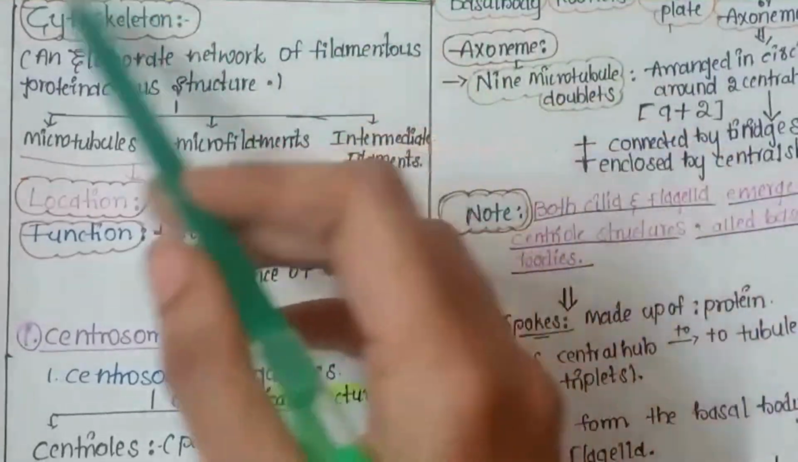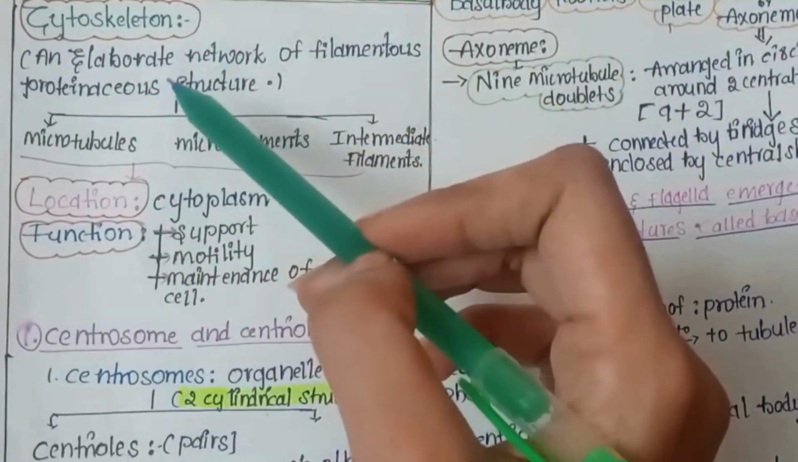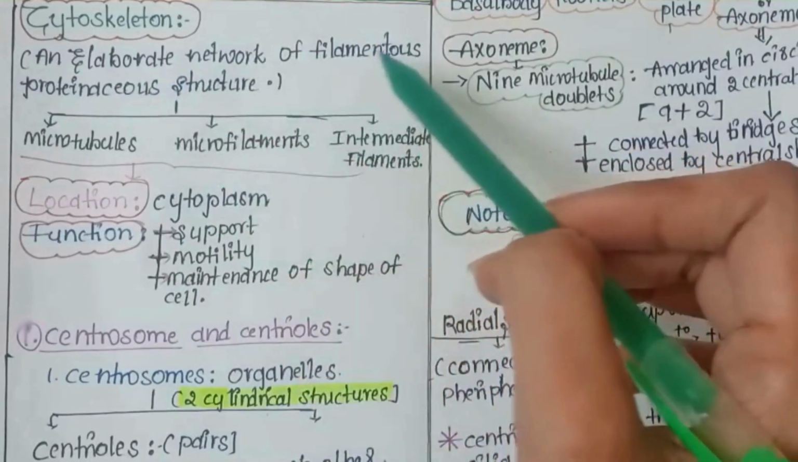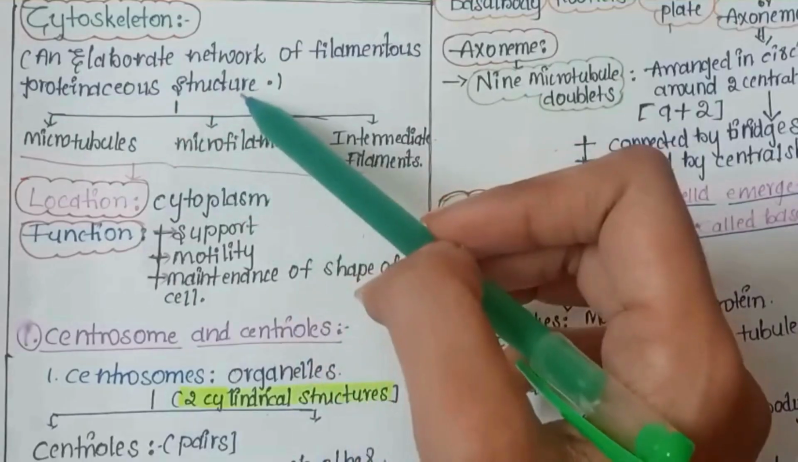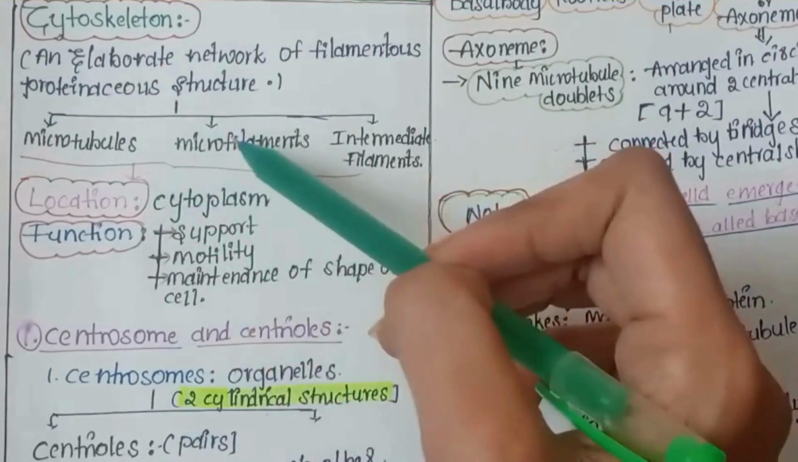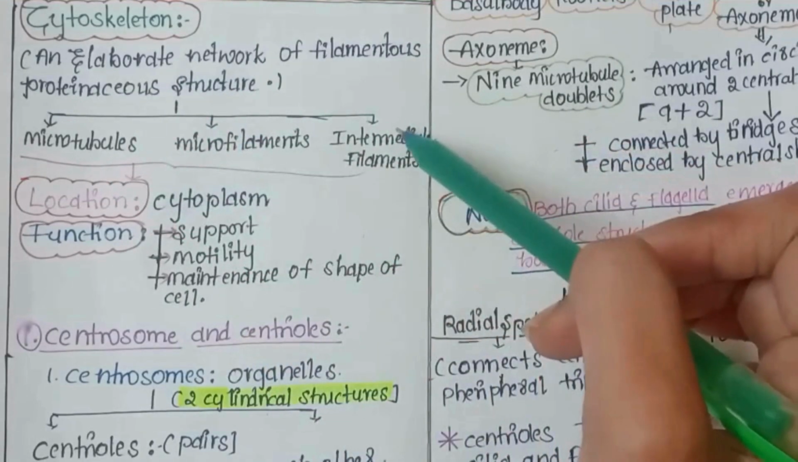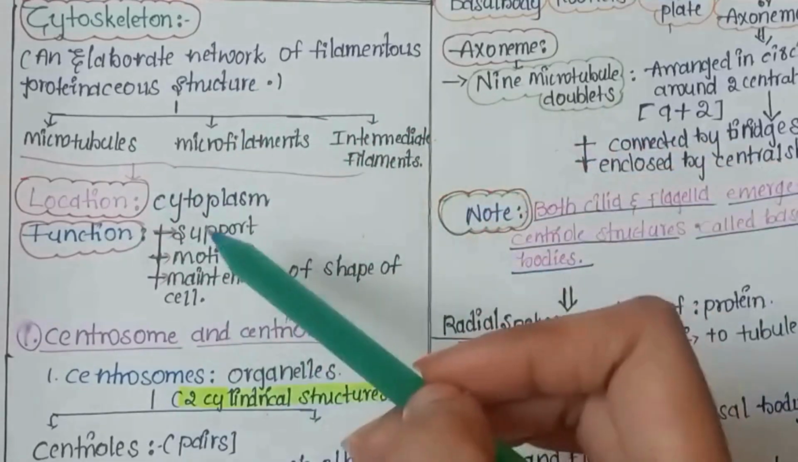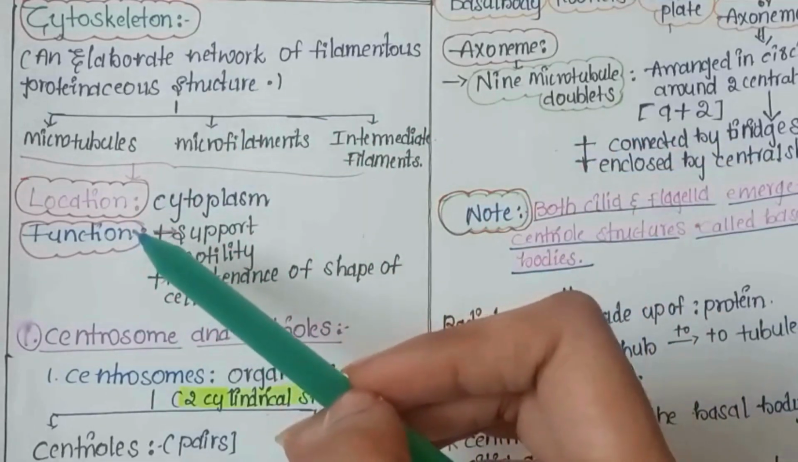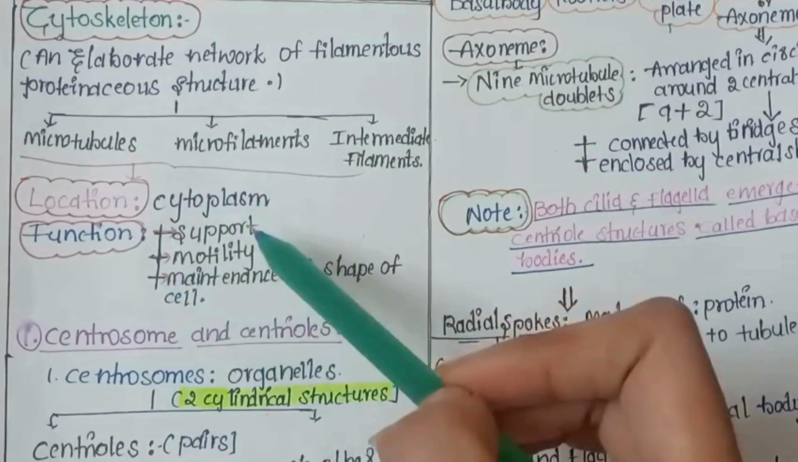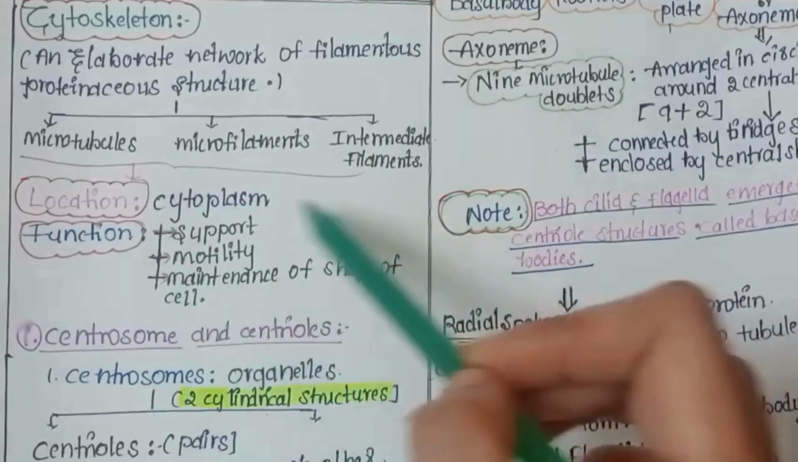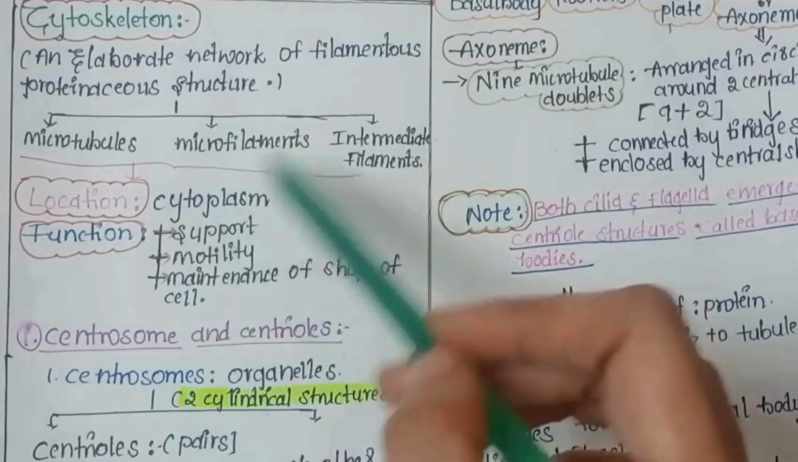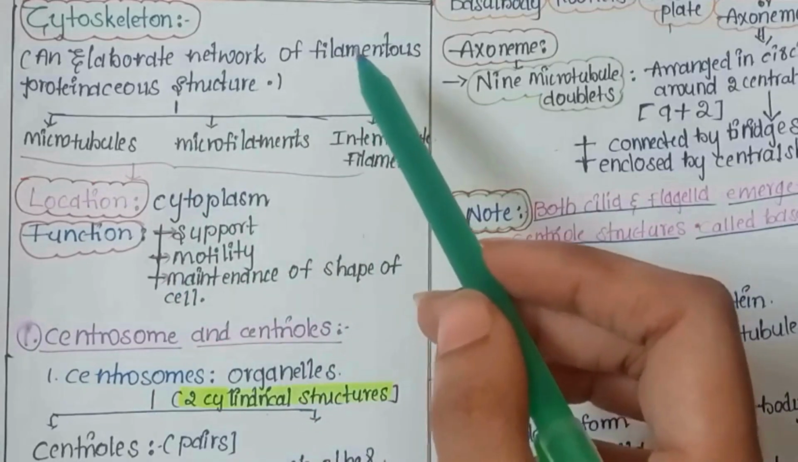Let's discuss the cytoskeleton. This is an elaborate network of filamentous proteinaceous structures like microtubules, microfilaments and intermediate filaments which are found in the cytoplasm of the cell and help in providing strong structural support to the cell, movement of the cell, and maintaining the shape of the cell. Let's discuss with the help of a diagram.